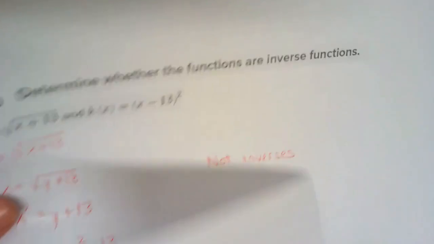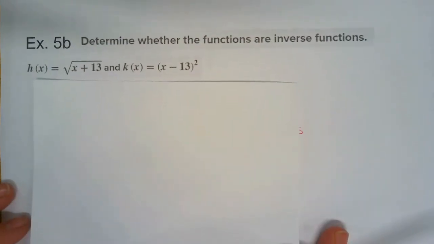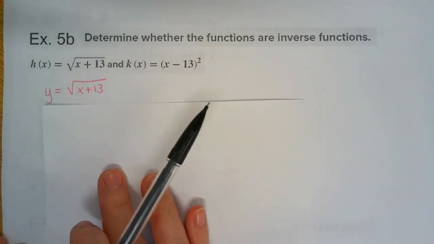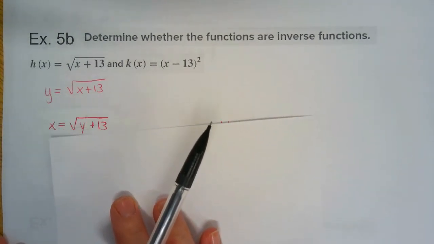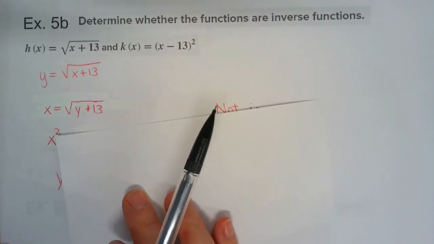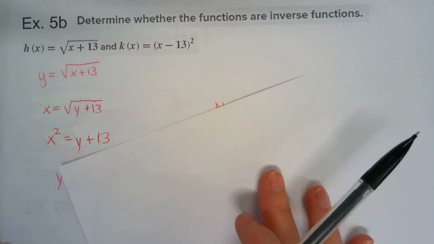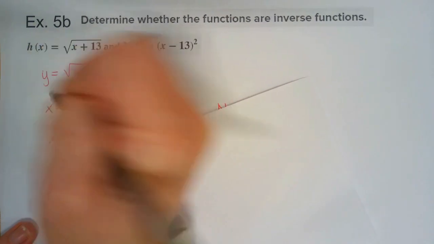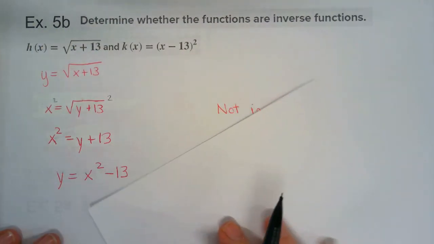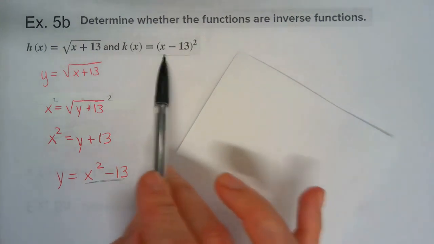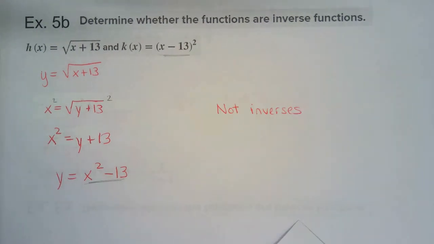Pause the video and try this next question. So I took my first one, I set y equals, then I had to switch the x and the y, and then I had to square that other side in order for me to get rid of that square root. So that is what I did on this step right here. And then I had to minus that 13 to the other side. This is not the same as this guy here. So no, they are not inverses.